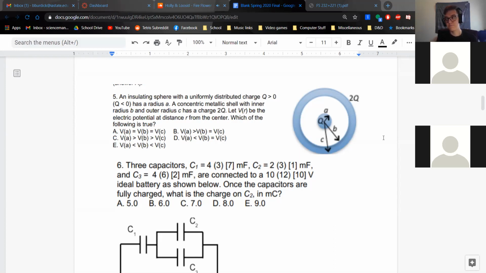Yeah, so that could be a nice rule of thumb to check. If you're given a problem like this and you're not really sure, just start with the simple things. We know that inside of a conductor, the E field is 0, and that the potential is a constant.